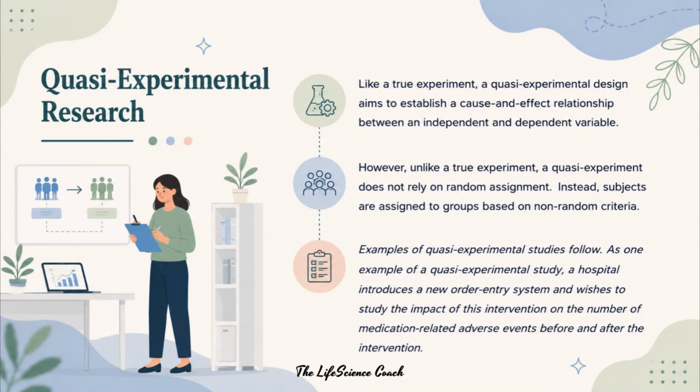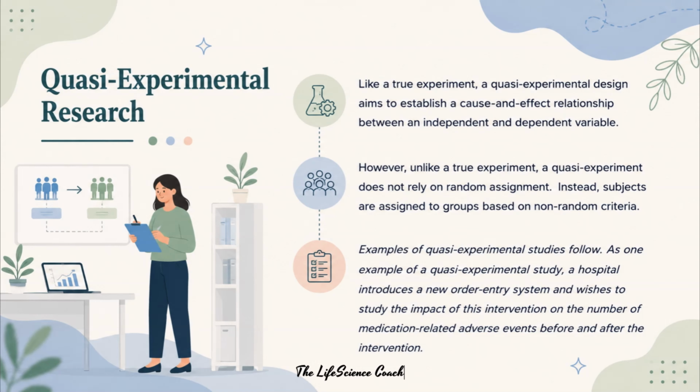Quasi-experimental research is a type of research design that aims to study cause and effect relationships between variables, similar to a true experiment. In this method, researchers try to understand how one factor influences another. However, unlike true experimental research, quasi-experimental research does not use random assignment of participants into groups. Instead, participants are grouped based on existing conditions or non-random criteria.